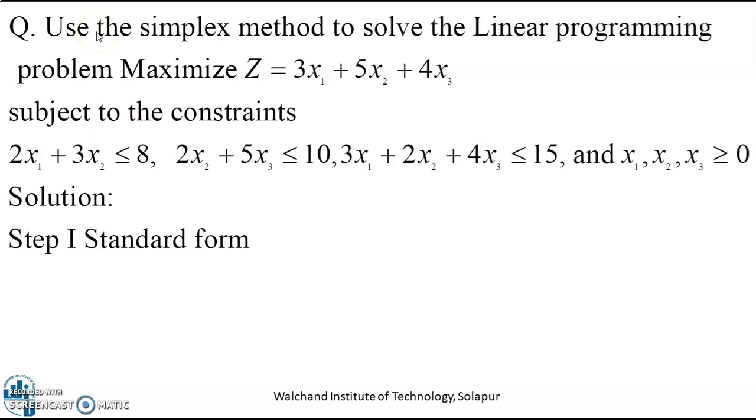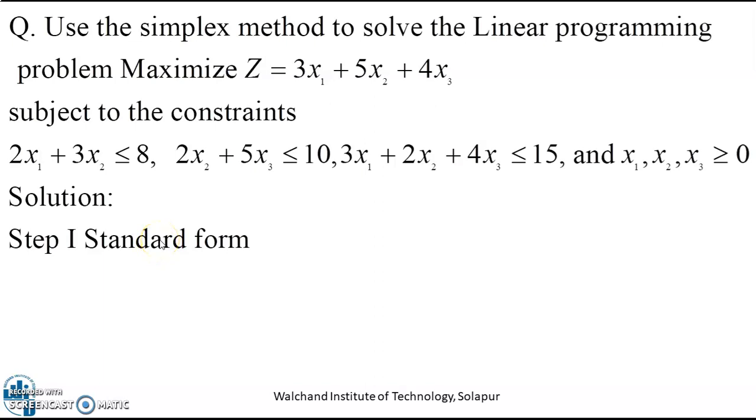Use the simplex method to solve the linear programming problem. Maximize z = 3x1 + 5x2 + 4x3 subject to the linear constraints. These are the three linear constraints given, and x1, x2, x3 are non-negative. Solution: step number 1 is writing the given linear programming problem in standard form.